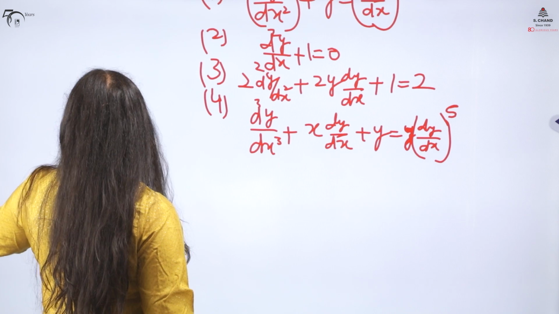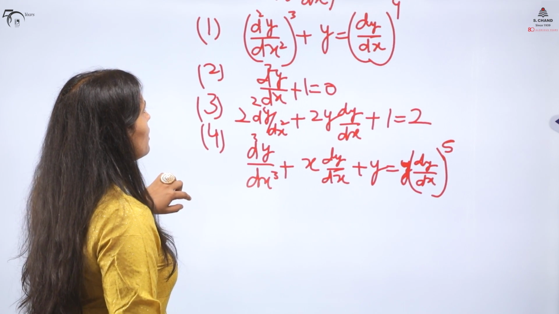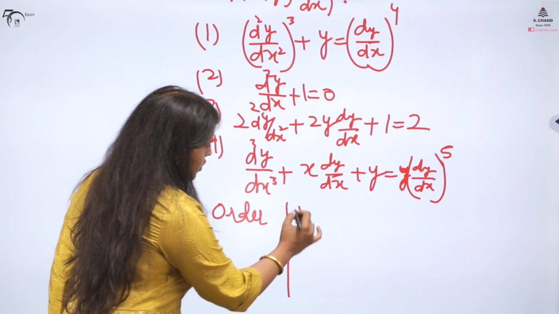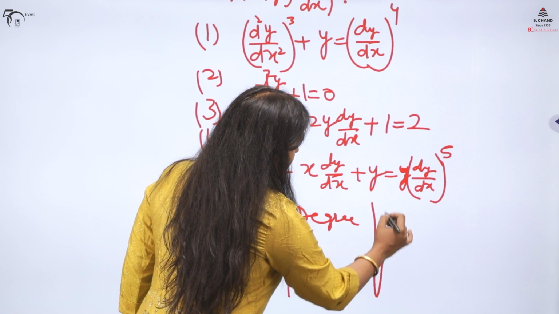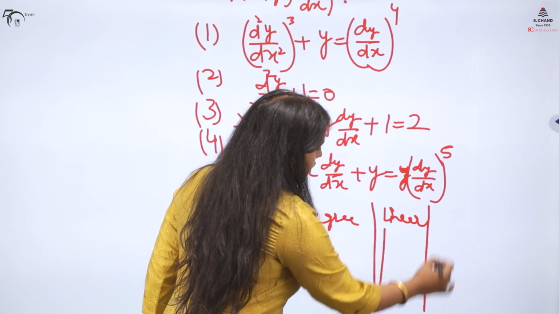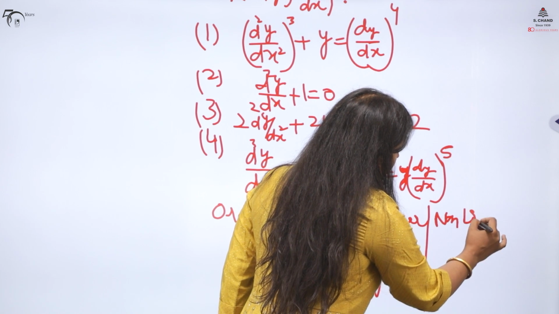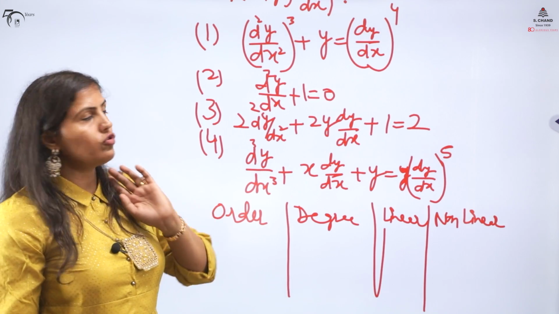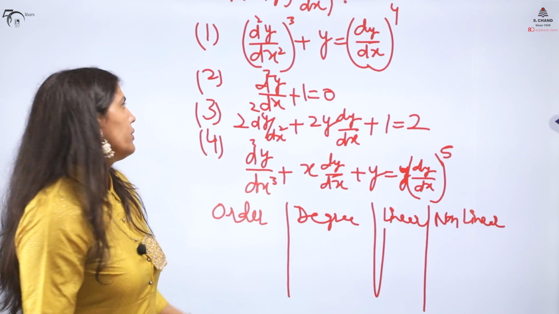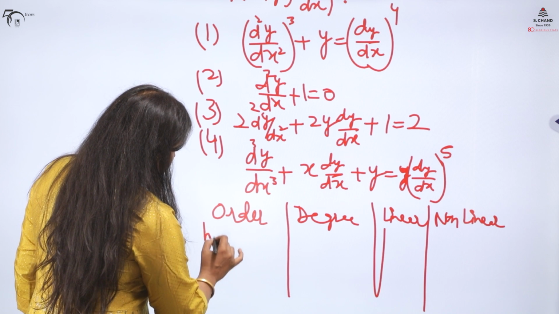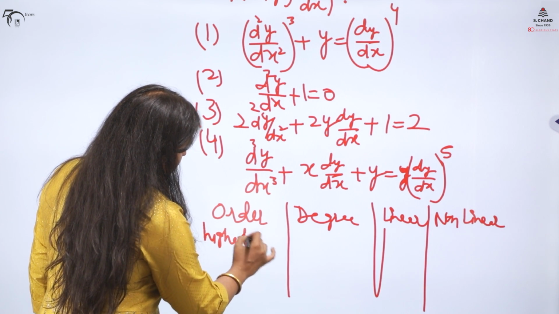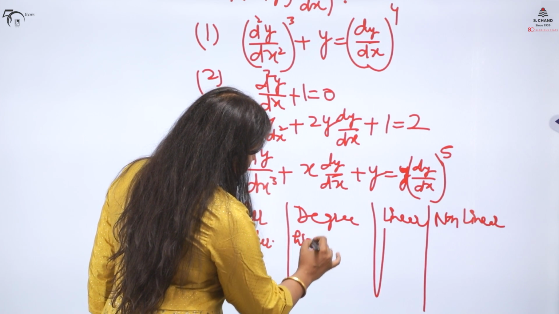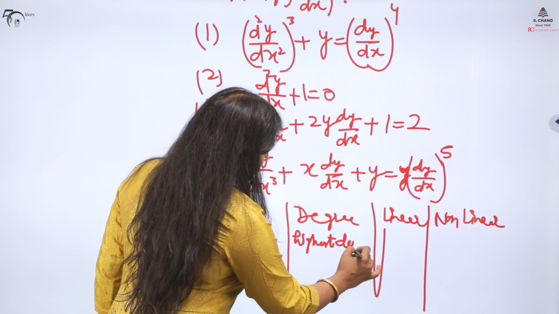Now, with the help of these examples, you will be able to learn what order, degree, linear, non-linear are. 4 terms I will be explaining: order, degree, linear, non-linear. How to check order of a differential equation, how to check degree, linear, non-linear. So, order means highest derivative. Order means highest derivative. Degree means highest derivative power.